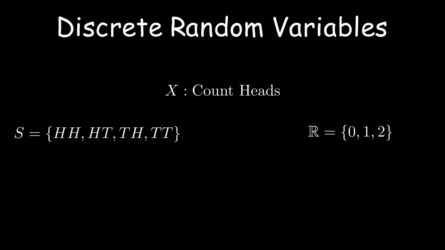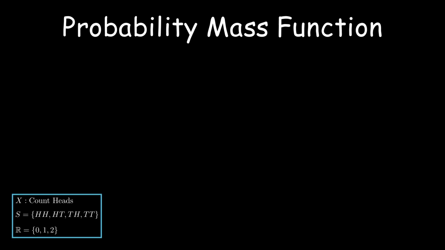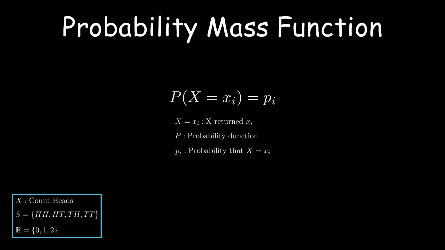Next, let's move on to the probability mass function of a discrete random variable. The probability mass function of a discrete random variable X is a function that gives the probability that a discrete random variable is exactly equal to a certain value. Mathematically, the probability mass function of a discrete random variable X is defined as follows. Here, X equals x sub i means that random variable X returned the value x sub i. Capital P denotes the probability function, and p sub i is the probability that random variable X is equal to x sub i.